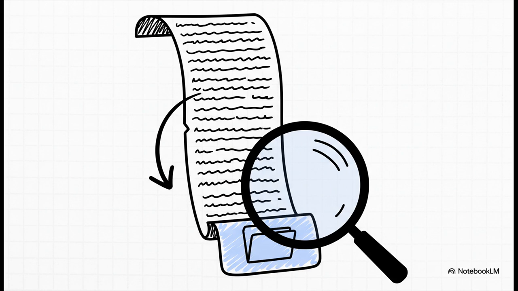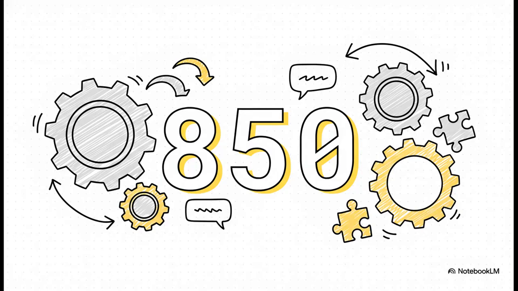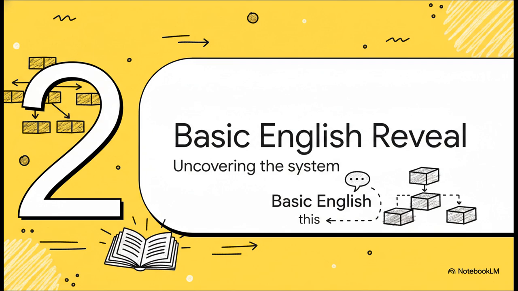Something is going on here. 850. This number is the key to the entire puzzle. It's not just some random count. It represents a whole intentional system, one that was designed to completely change how we communicate. And here it is, the big reveal, that B in BE 850, it stands for Basic English. See, our simple little word this isn't just any old word. It's a specially chosen, hand-picked building block in a much, much bigger language system.